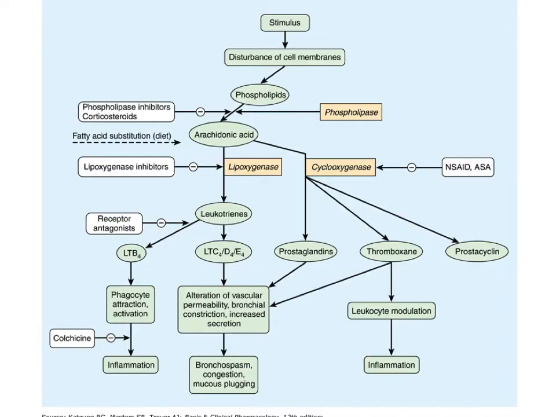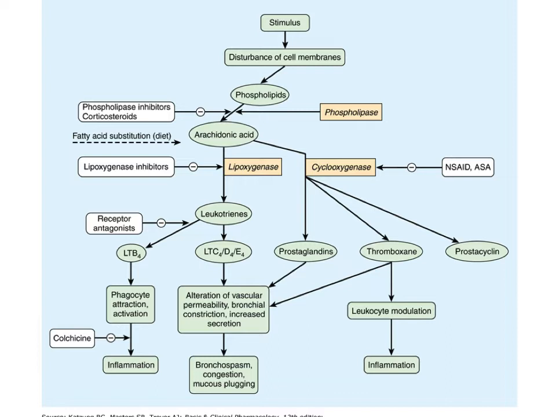So to review that, once we have a stimulus that causes the disruption of the cell membrane, an enzyme, phospholipase, converts some phospholipids to arachidonic acid. Arachidonic acid is worked on by two enzymes. We have the cyclooxygenase pathway or enzyme and the lipooxygenase pathway or enzyme. Cyclooxygenase produces prostaglandin, thromboxanes, and prostacyclin. All of these are prostanoids. On the other hand, the lipooxygenase pathway produces leukotrienes. Leukotrienes are involved in inflammation as well. For example, leukotriene B4 is associated with attraction or activation of phagocytes.